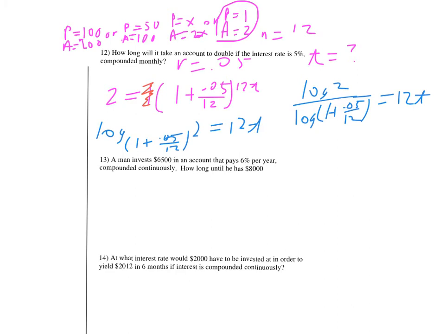So we have log 2 divided by log 1 plus 0.05 divided by 12. And so that's 166.7 equals 12t. Just divide that by 12. And we get t equals 13.89 years.